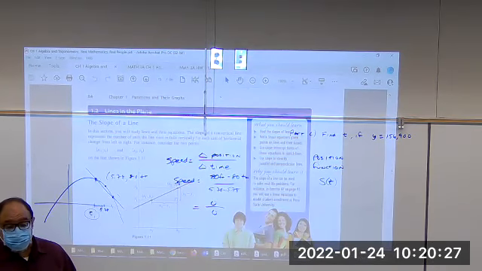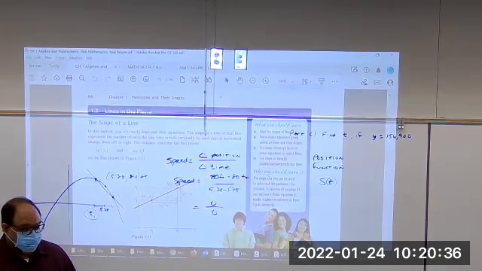But the whole idea was slope: calculating the velocity of planets as they revolve around the sun. It's all about slope.